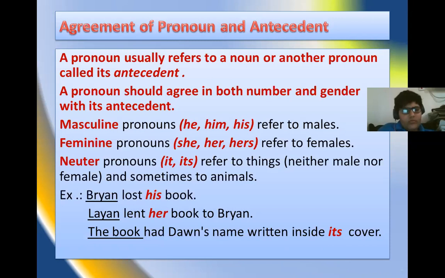And we have another example. The book had Don's name written inside its cover. So the book is the antecedent, and it is singular and, at the same time, neuter. So the most appropriate pronoun here should be its.